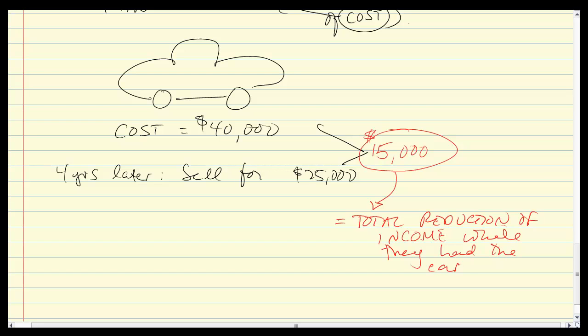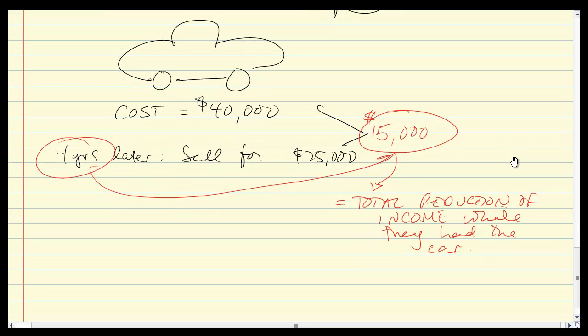Okay, so because what they have incurred, as far as the Income Tax Act is concerned, is $15,000. That should be the total amount once we've summed up everything. So it should have reduced total income over all the years that they had it. Over these 4 years, $15,000 should have been deducted in total.